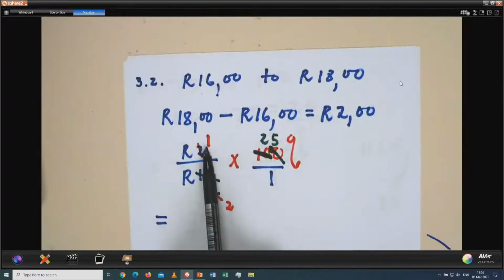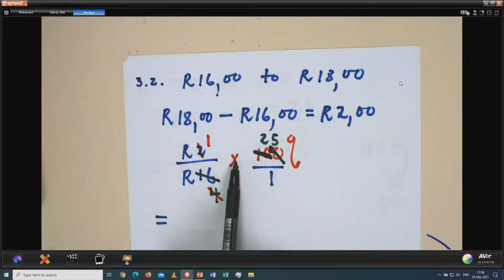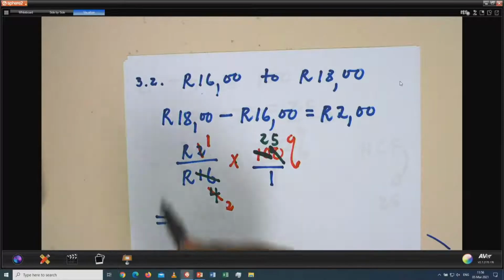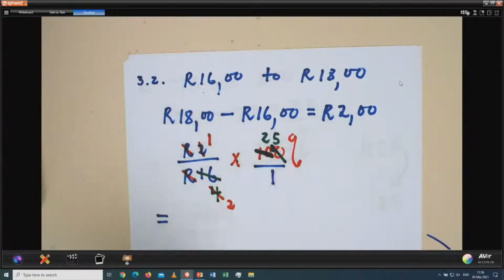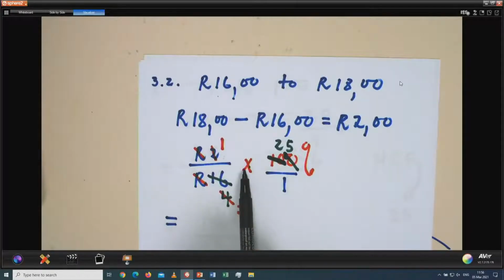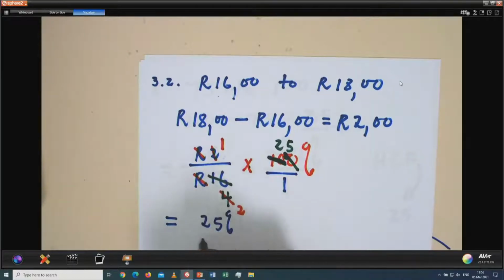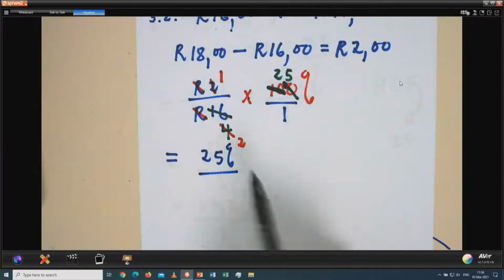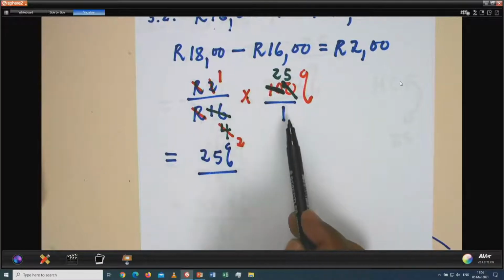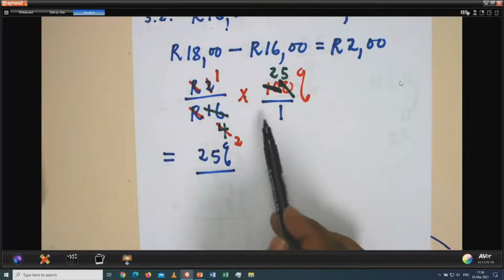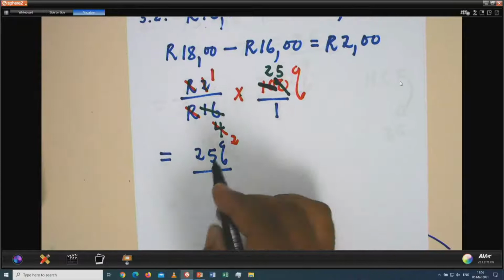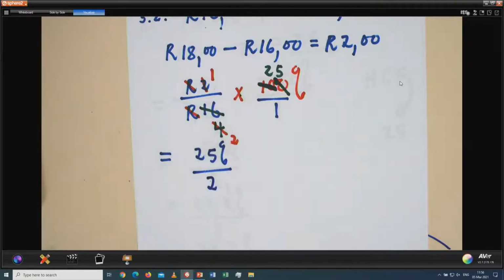What will be 1 multiplied by 25? Remember, the R signs have also cancelled each other. Now I am left with what? With 1 multiplying 25%. We will get definitely 25%, divided by 2 multiplying 1. Now we're taking the denominators. 2 multiplied by 1, most definitely it will be a 2.